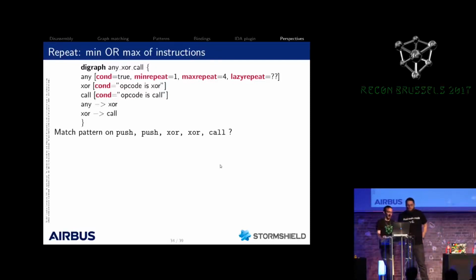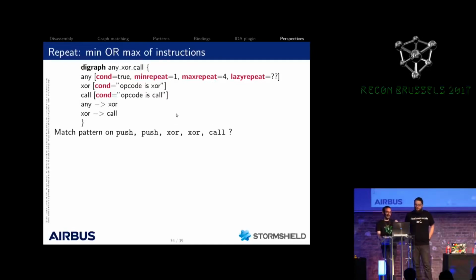We have a pattern that says I want to match 1 to 4 any instruction, then I want to match a XOR, then I want to match a call. These are our following instructions: 1 to 5 anything, then a XOR, then a call. And there is a lazy repeat here. We can put either true or false. If we put true, it means we want to take the least number of instructions. If we put false, we want to take the maximum number of instructions.